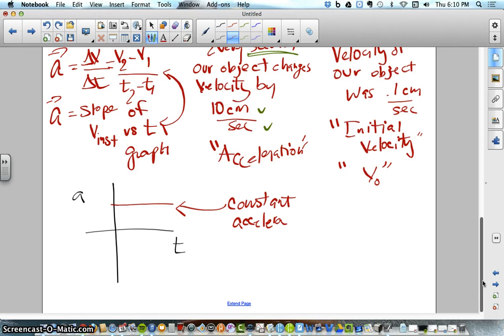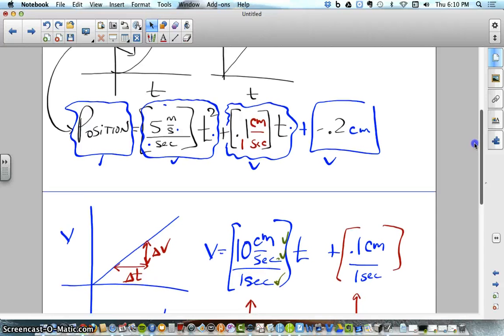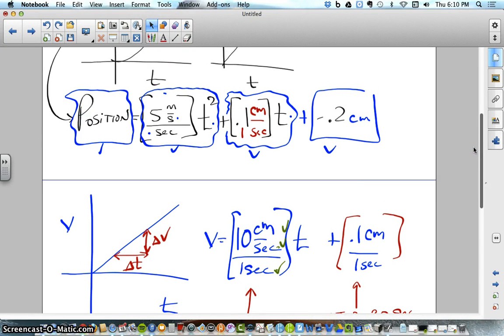Now this line could be anywhere. We could have a negative constant acceleration or a positive constant acceleration, but that's more complicated. We'll get to that later. Okay, so we've essentially answered our question, but we haven't written our general equations yet. Okay, I'd like you to look at these two equations and try to imagine what the general equation is going to look like. Okay, and you can actually see it right here.